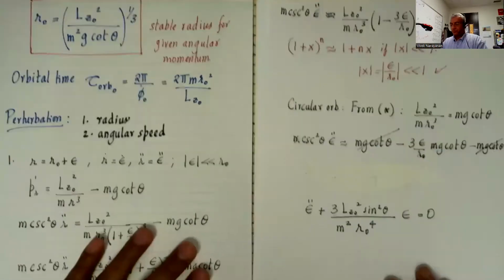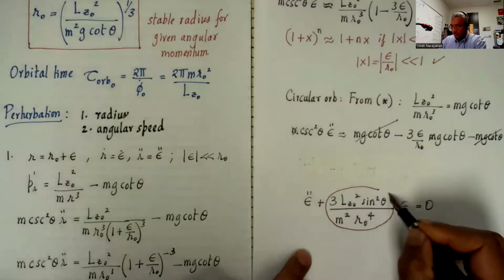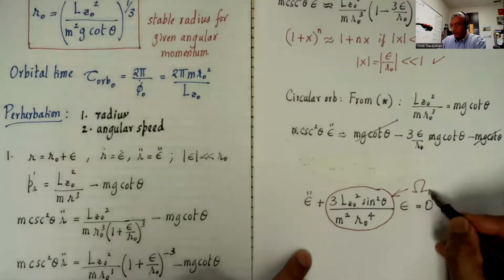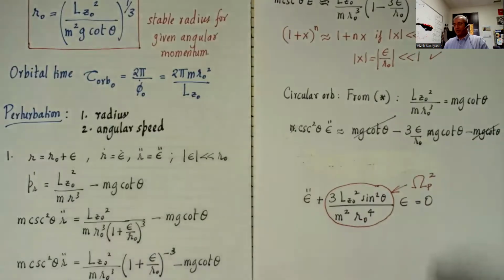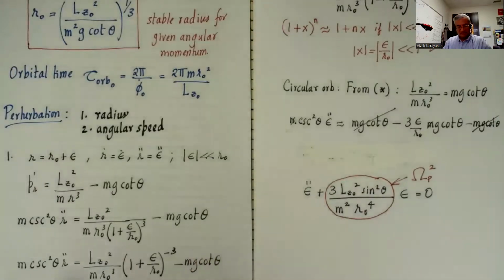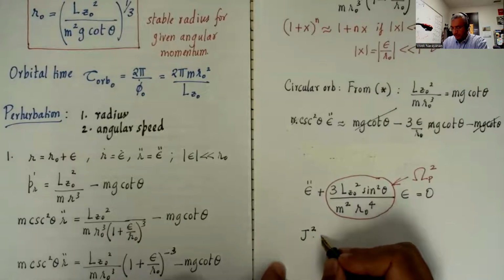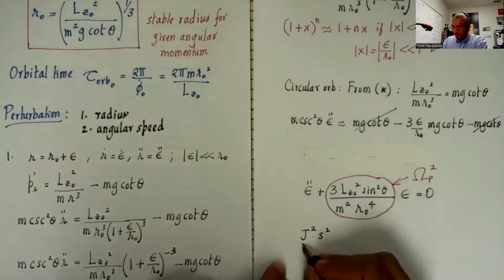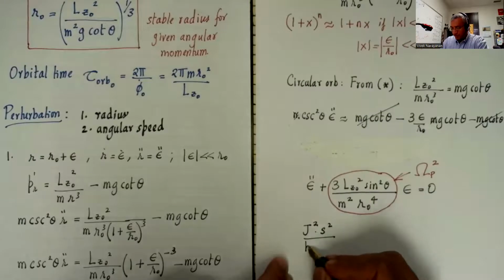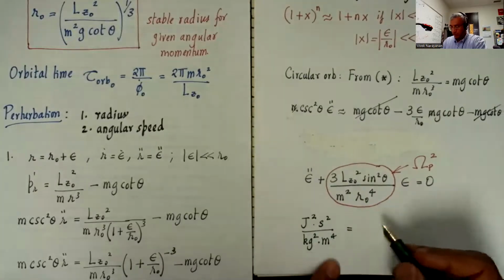There. Now this is great news because this here is just the angular frequency of the perturbation squared. All right, we can identify something like that. Now, when I have something looking like that, I get a little queasy because the units may not work out. So I'm going to check the units. The units of angular momentum are joule seconds. So the LZ squared is going to be joule squared second squared. Sine has no units. Mass is kg, so m squared is kg squared, and that's meter to the 4. Let's hope this is the same as 1 over second squared.